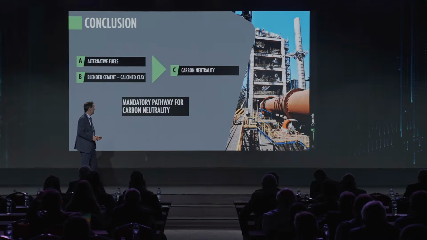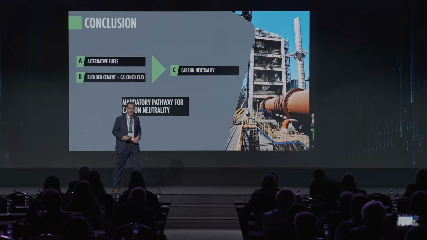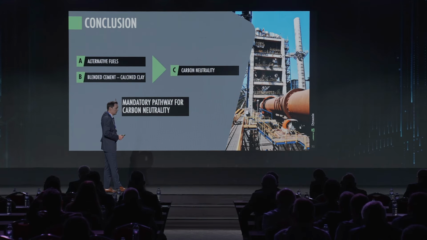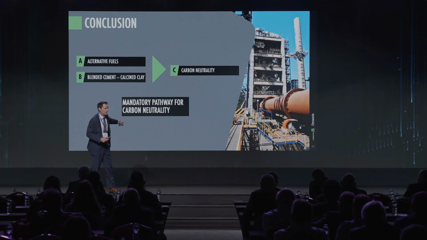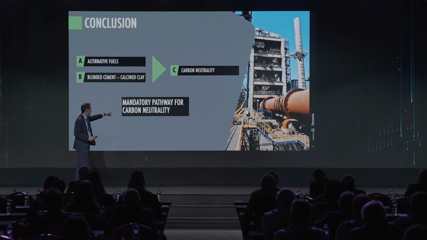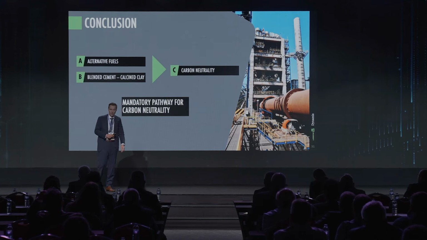So to conclude my presentation, I would like to highlight that using high amounts of alternative fuels and biomass, combined with the production of SCMs like calcined clay, is a mandatory pathway for carbon neutrality.